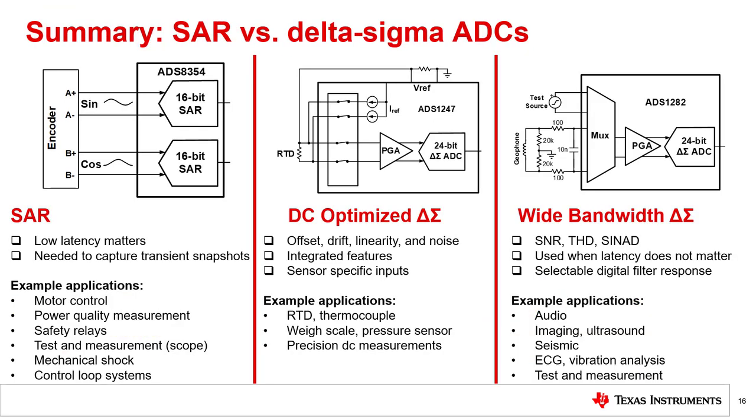That concludes the introduction and comparison of SAR and delta sigma converters. This slide reviews the three key options that we considered. The SAR converter is mostly used to capture transient snapshots and for AC applications where low latency is important. It can also be a good choice for small, general-purpose converters. The DC optimized delta sigma converter can have very high resolution and low noise. Frequently, this kind of converter can be used for low-frequency sensors like RTDs. Wide bandwidth delta sigma converters can be used for many of the same applications that SAR converters are used for. However, they cannot be used where low latency is required.